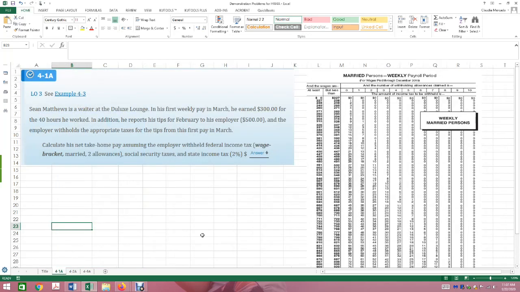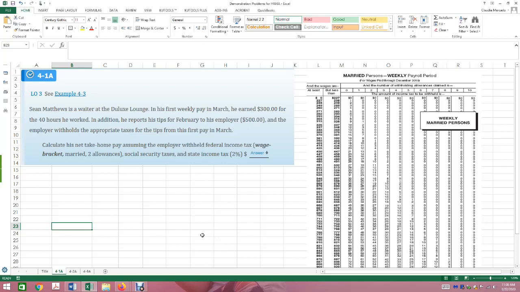So the first one that we're going to start off with is problem 4.1a. This problem reads, Sean Matthews is a waiter at the Deluxe Lounge. In his first weekly pay in March, he earned $300 for the 40 hours he worked. In addition, he reports his tips for February to his employer of $500, and the employer withholds the appropriate taxes for the tips from this first pay in March.